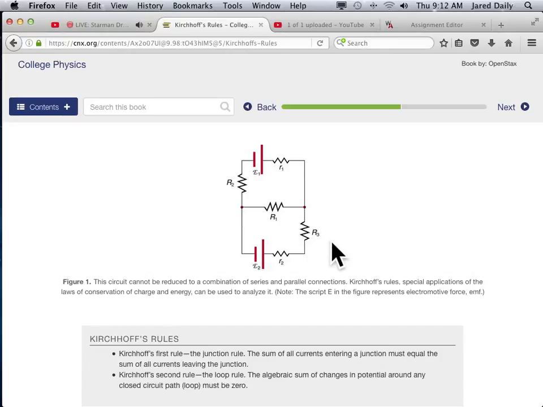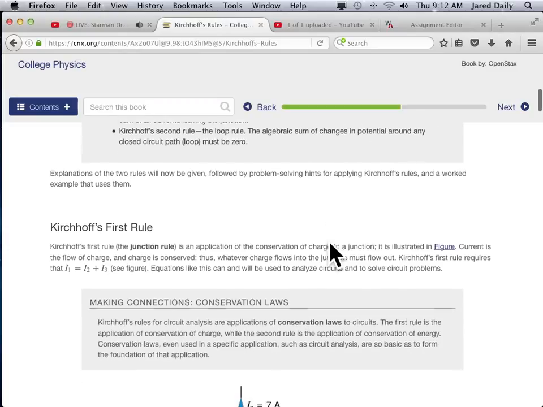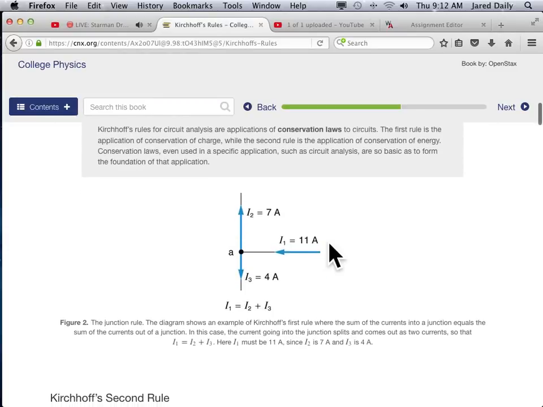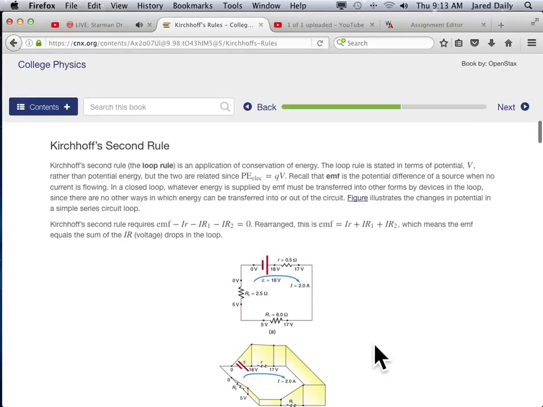So let's put this into practice. Let's do a very simple junction rule. Here's a junction where we have 3 currents. 1 current coming in, 2 coming out. The one coming in is 11 amps. The one on the top is 7 amps. The one on the bottom is 4 amps. And so the one coming in should equal the 2 going out. Easy. Sure it does. That's fine.